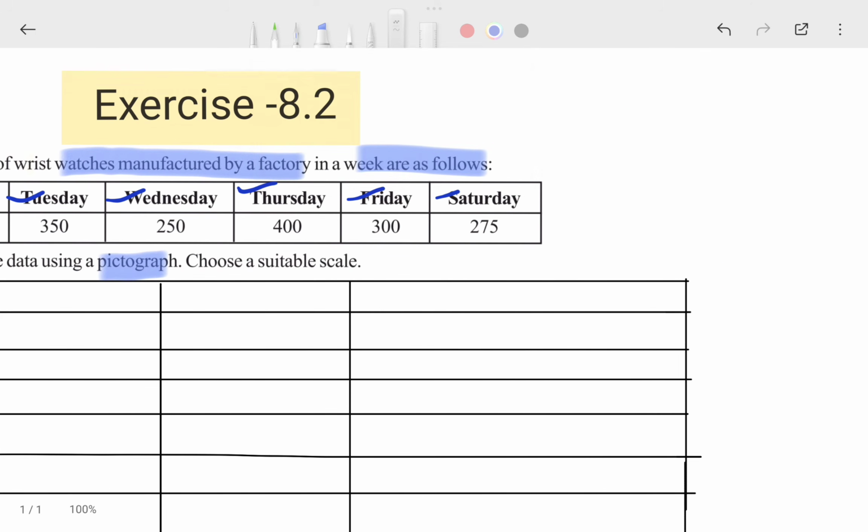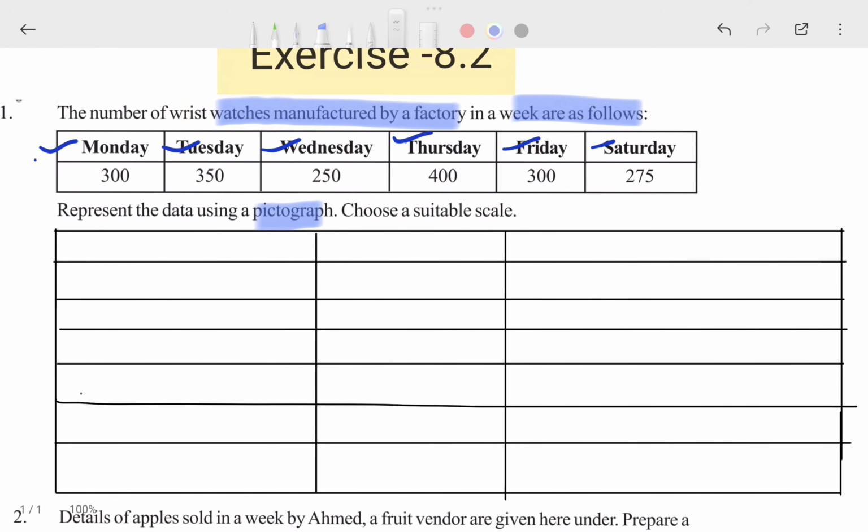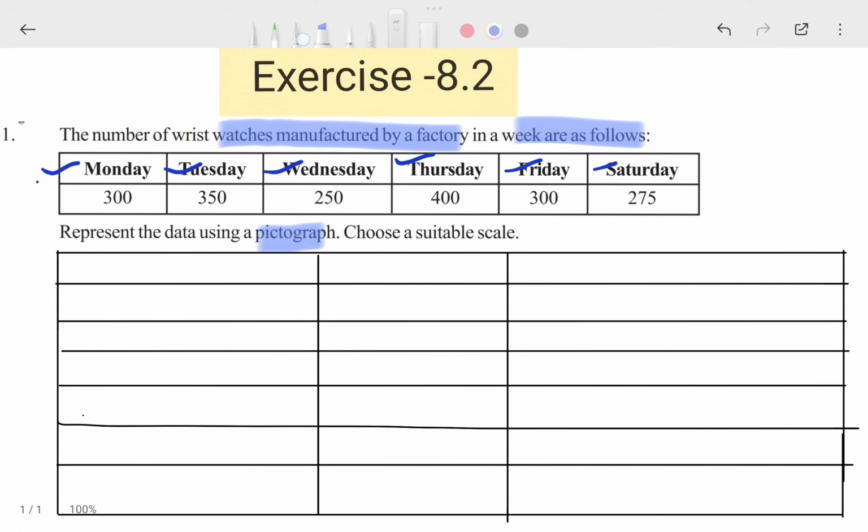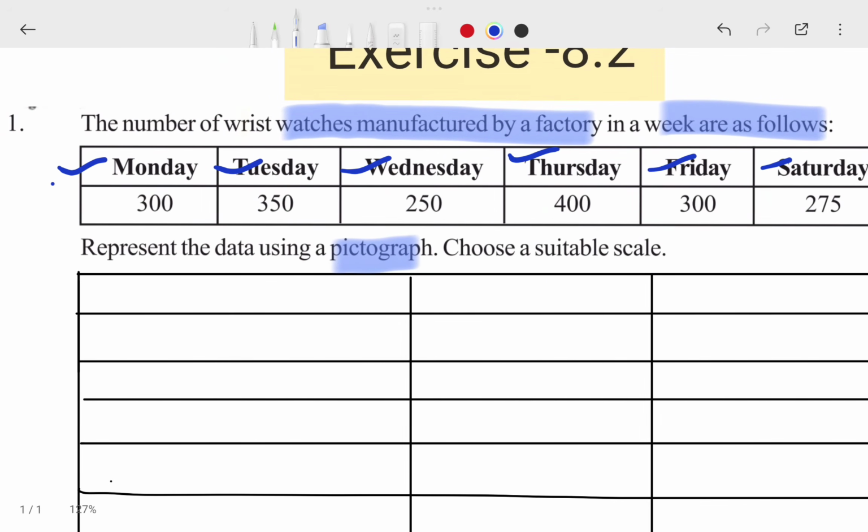So the question tells us to represent this as a pictograph on a suitable scale. How can we do this? Let's first make the table and solve it there. First we will write the day here, starting with Monday, then Tuesday, then Wednesday, Thursday, Friday, and then Saturday.